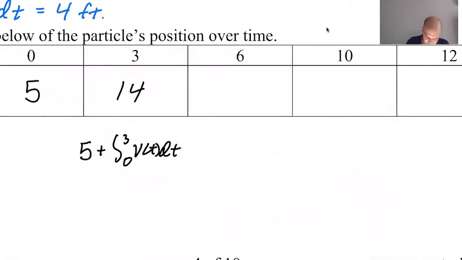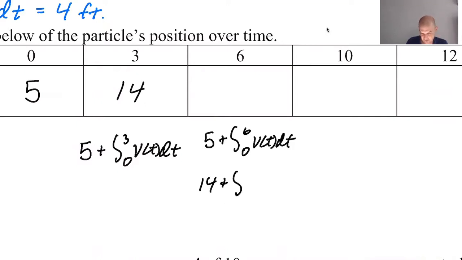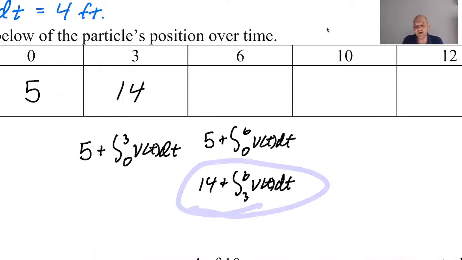I could say it's where I started plus the displacement, so 0 to 6, v of t dt. Or I could say it's where I was at 3 plus the displacement, so 3 to 6, v of t dt. Usually when you're filling in these tables, you want to just keep going from left to right. You don't want to have to go back and accumulate everything. You want to just keep moving.